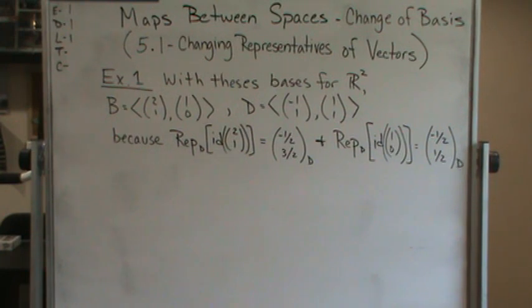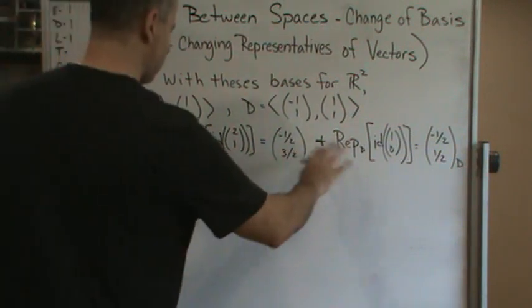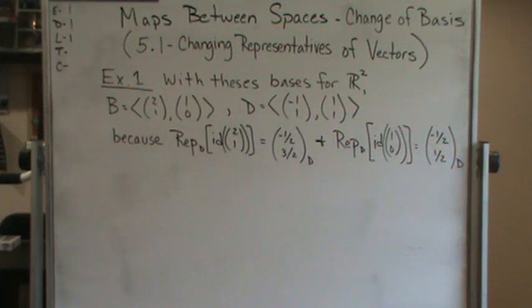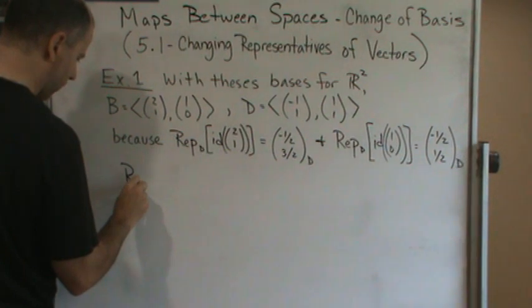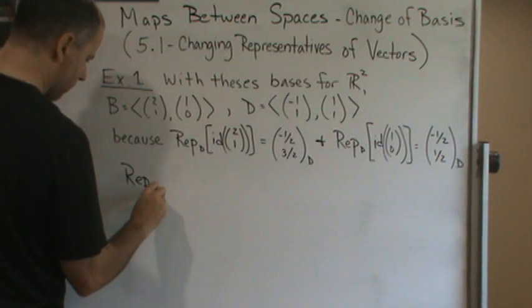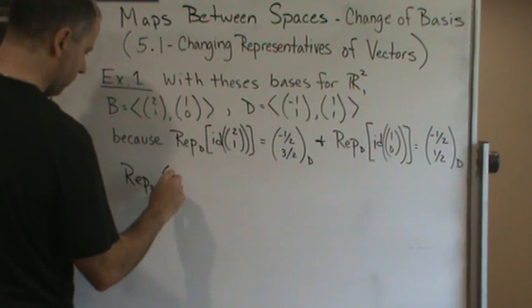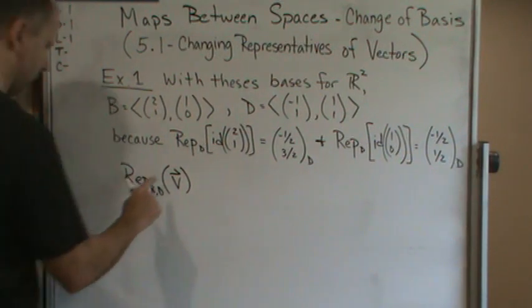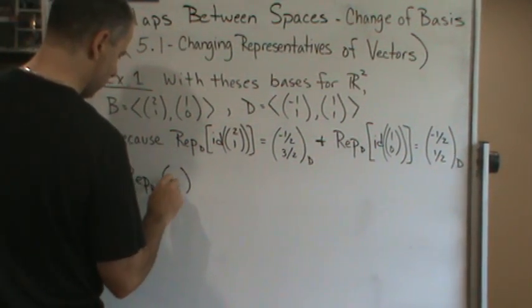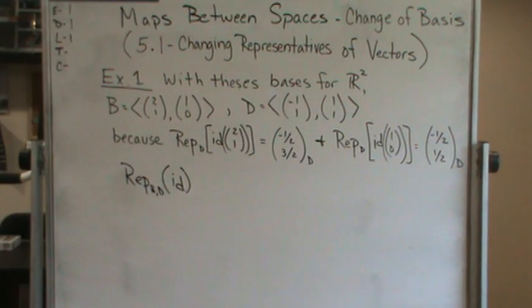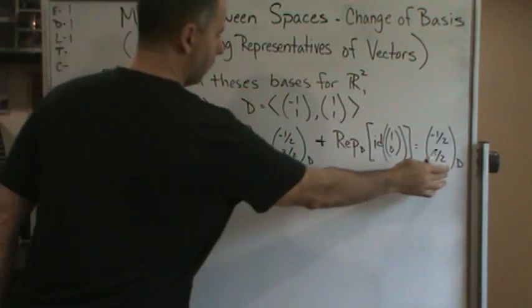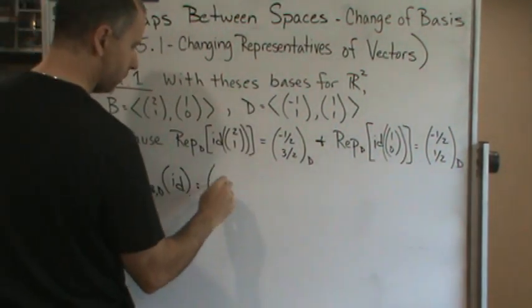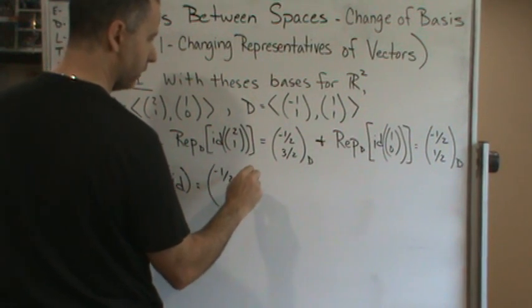Now, because these are the representations, the change of basis matrix is this. So we're just going to join those. Oh, no, not B. So this is the change of basis matrix. And we're just going to join these two vectors to give us the change of basis matrix.